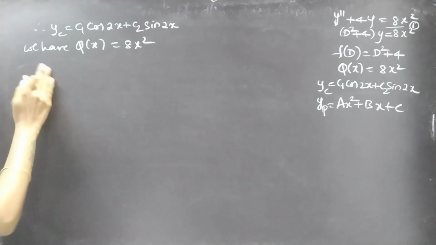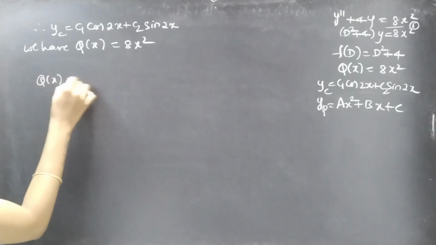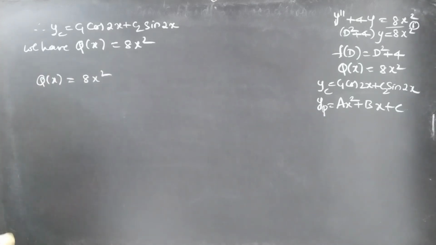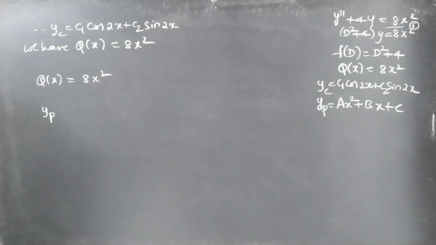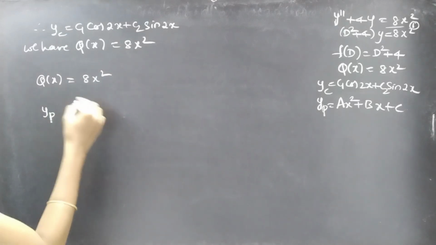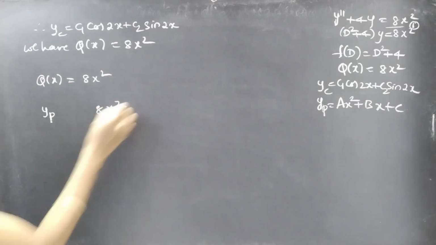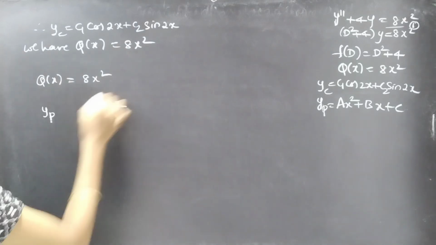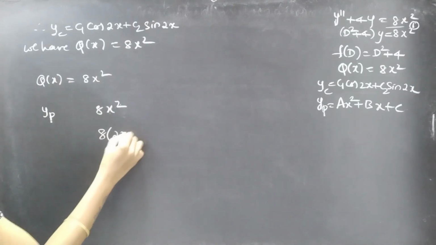Fine. Now forget about the formula. We have only Q(x) with us, which is 8x². And we know that yp should contain Q(x) and all its linearly independent derivatives. Q(x) has 8x². Find its derivative: 8 into the derivative of x², which is 2x.